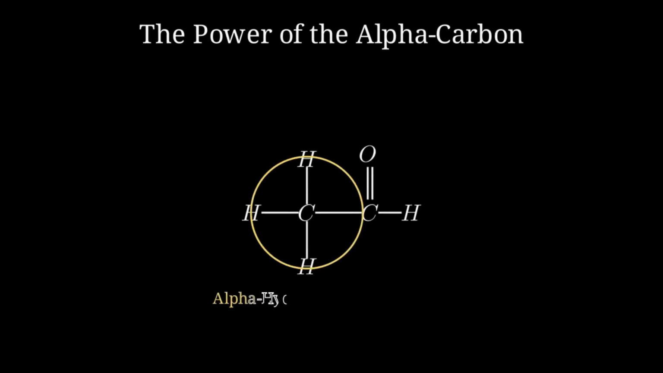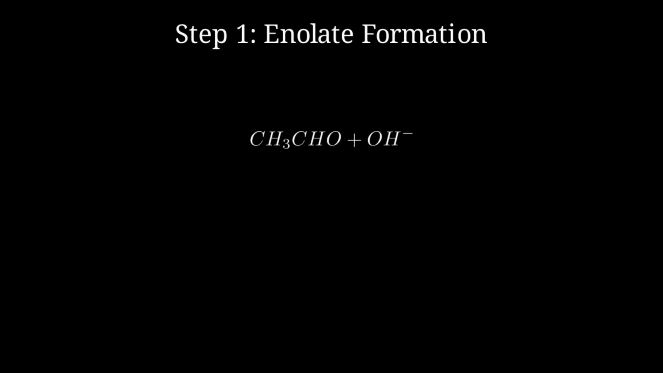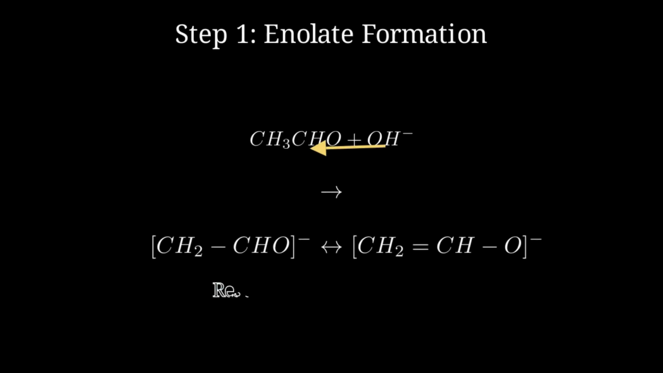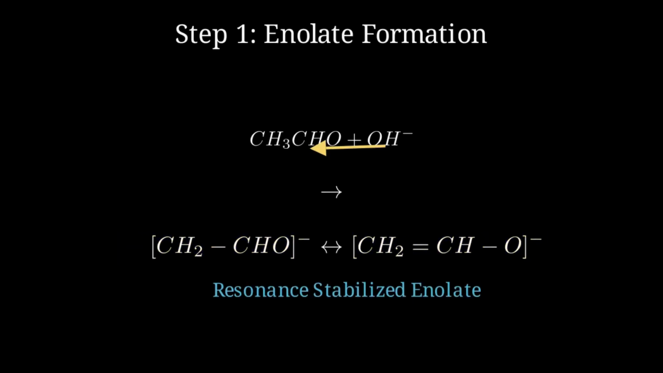Because of the electron-withdrawing nature of the adjacent carbonyl group, these hydrogens can be removed by a base, turning the carbon into a nucleophile. In the first step, a base like hydroxide removes an alpha proton. This creates an enolate ion. This intermediate is stabilized by resonance, spreading the negative charge between the alpha carbon and the oxygen atom.